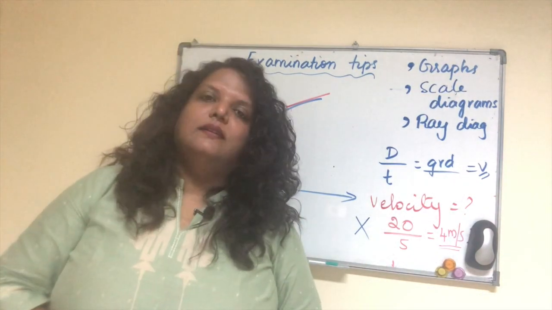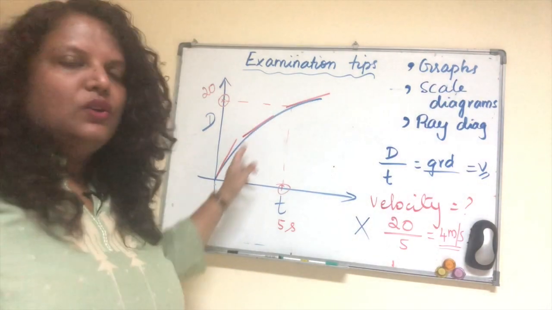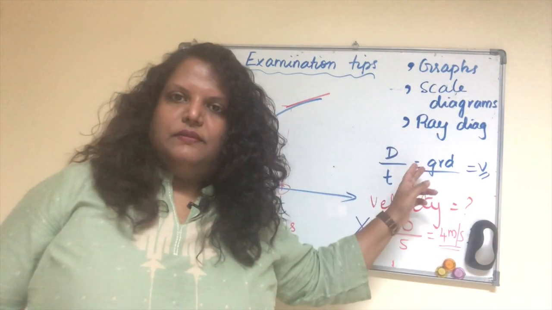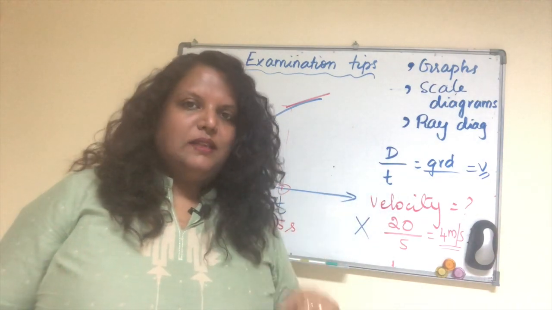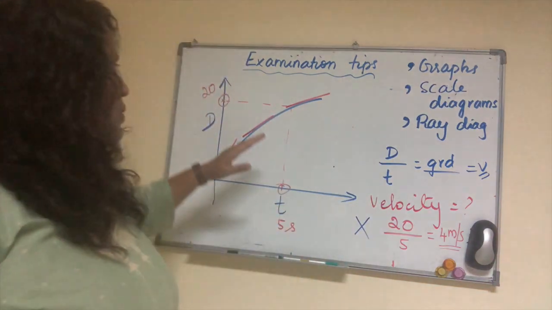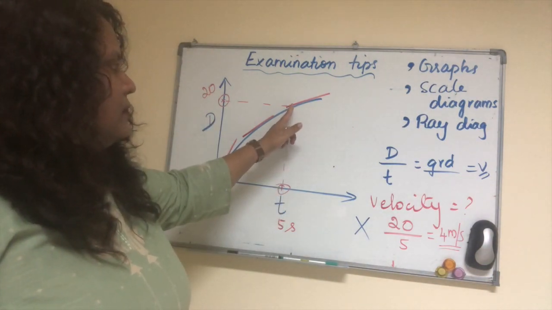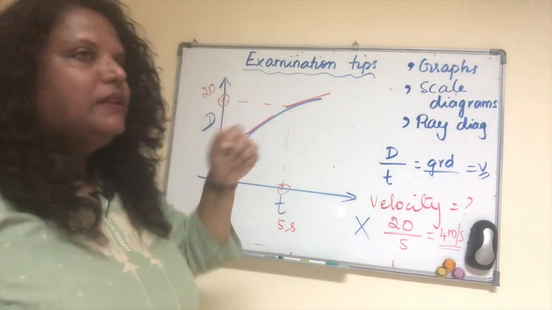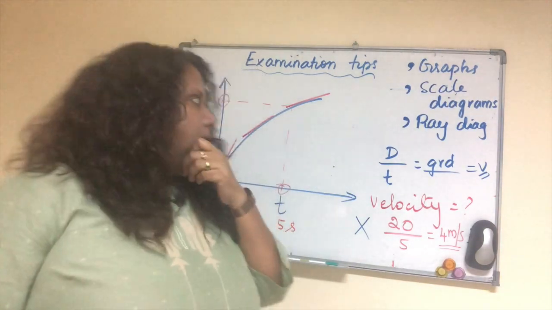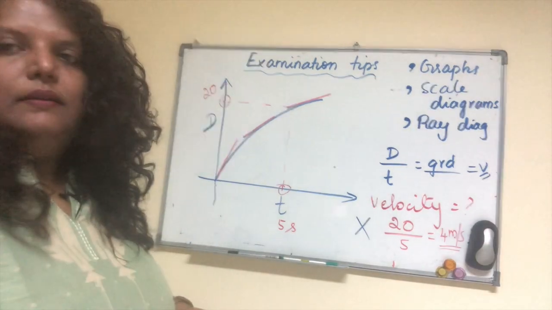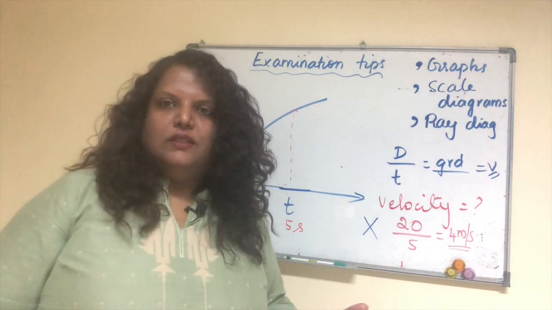It is incorrect. Why? Because as you see, it keeps on decreasing. It's not a constant gradient graph. The gradient represents velocity in a distance-time graph, right? Hence, you have to find the gradient at the particular time. At that point, you must find the gradient. So how do you do that? So if this is wrong, then what is this velocity?